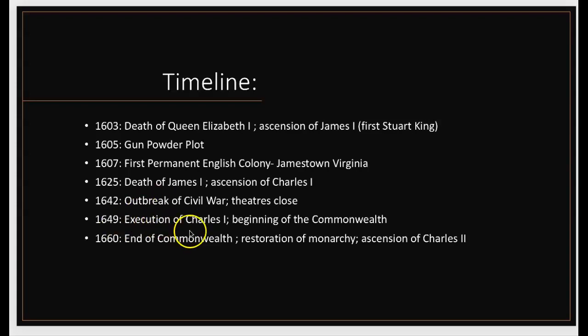In 1649, Charles the First is executed, and the beginning of the Commonwealth happens. And then in 1660 is the end of the Commonwealth, the restoration of the monarchy, and the ascension of Charles II. So I'm going to stop here today, and next week we'll talk about the execution of Charles I and the beginning of the Commonwealth when we talk about Paradise Lost by John Milton.